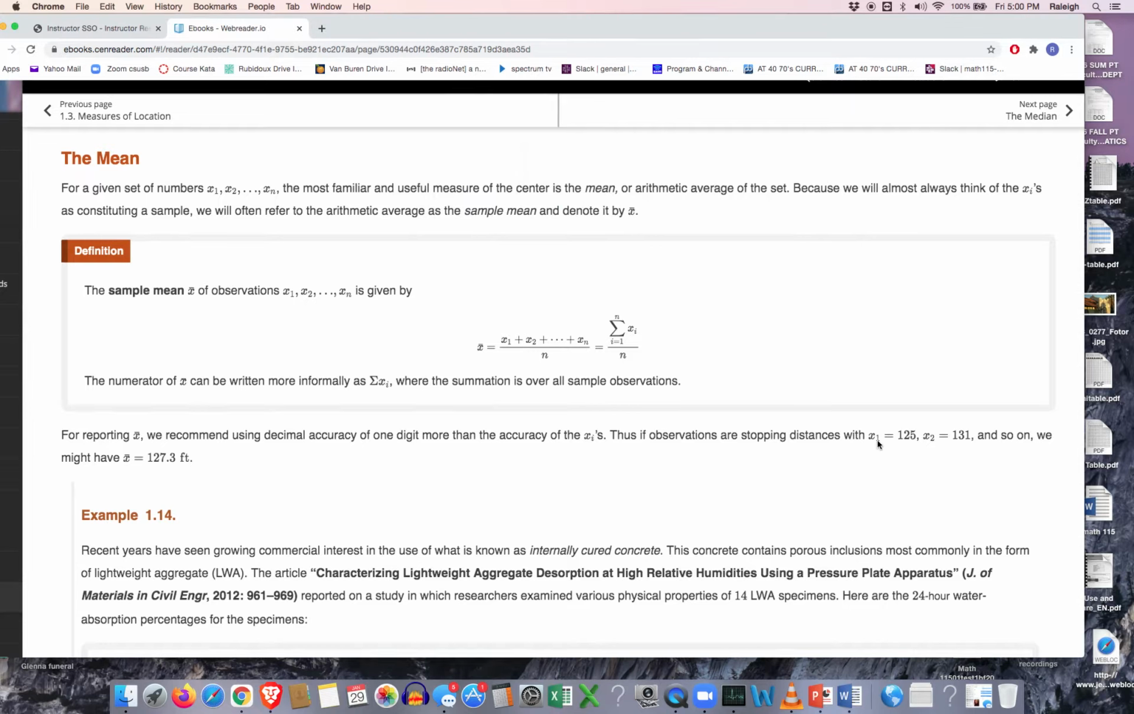So if we had such as 125, 131, etc., the average may be 127.3.